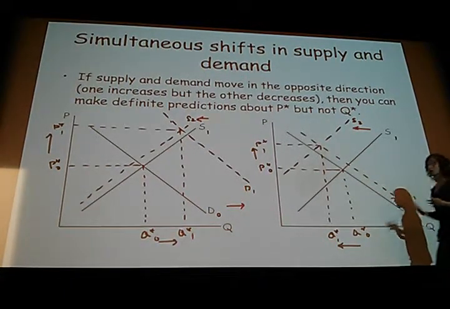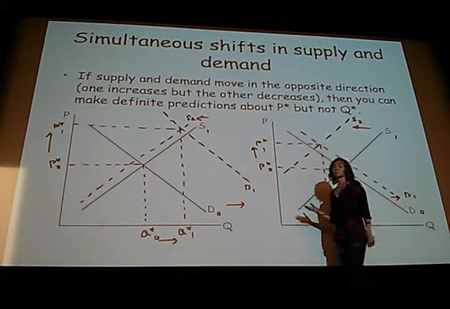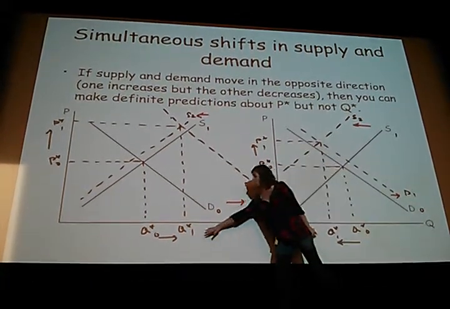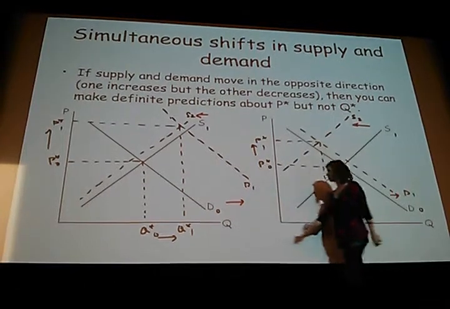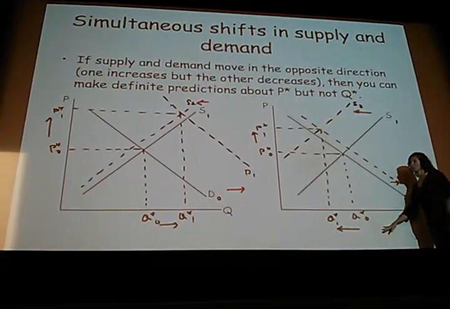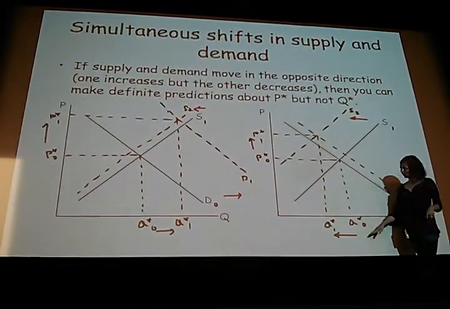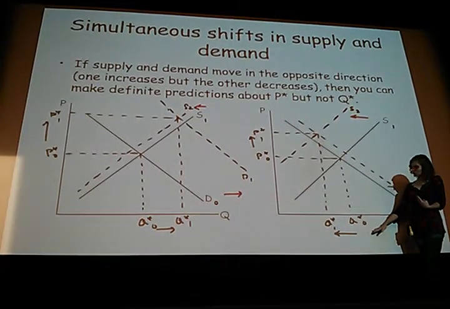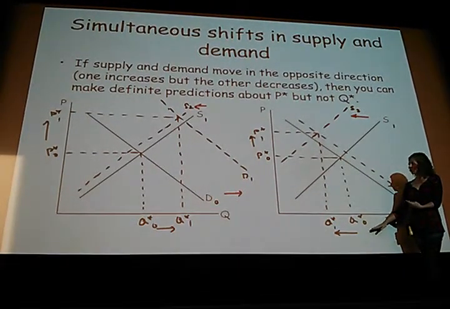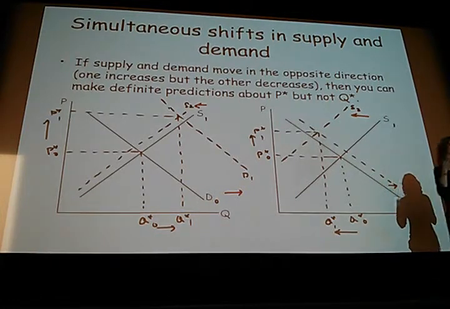So now when supply and demand are moving in opposite directions, you can see that we get quantity increasing in one scenario and quantity decreasing in the other. In both cases, price went up, but you can't make definite predictions about what's going to be happening to equilibrium quantity unless you know something about the magnitude of the shifts in the supply curve and demand curve.